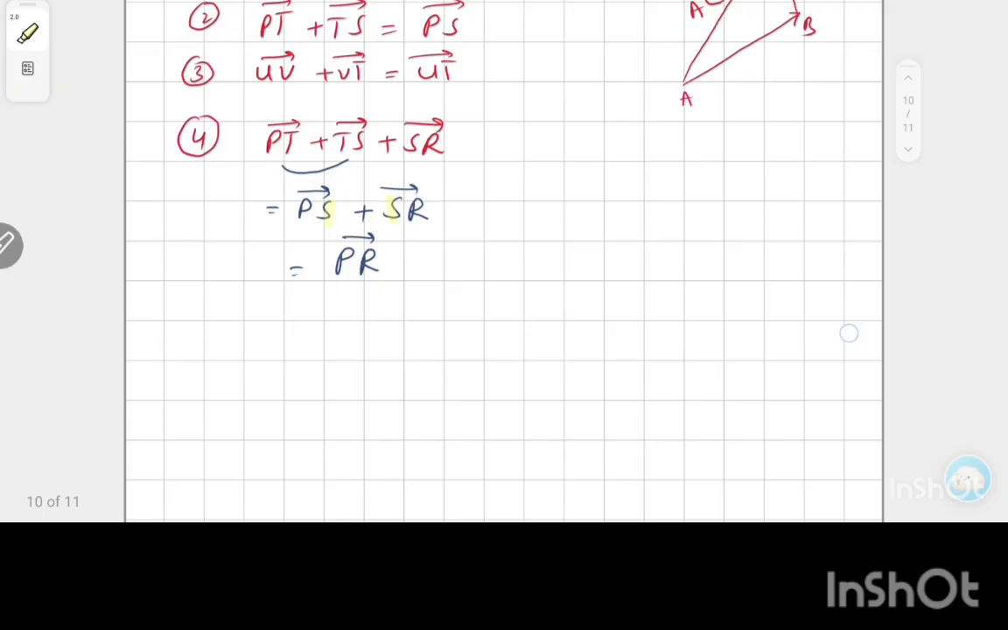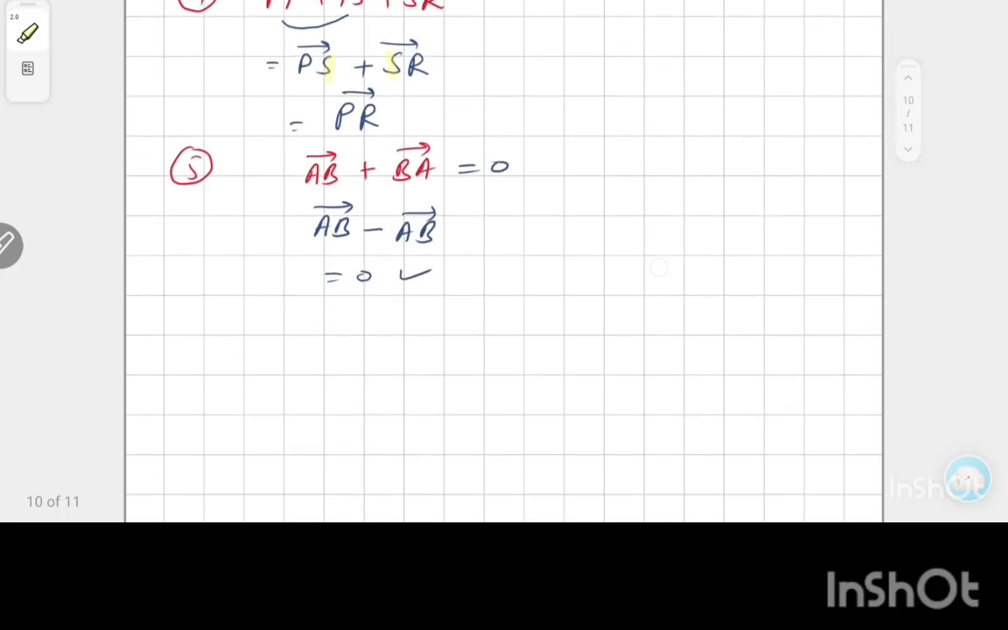Now moving forward, the next one is number 5. What is AB plus BA? What is the answer? The question is that. Its answer will be 0. Why will this be 0? If we write BA, there will be a sign change because it is the negative of vector AB. So that's why we get the answer 0.